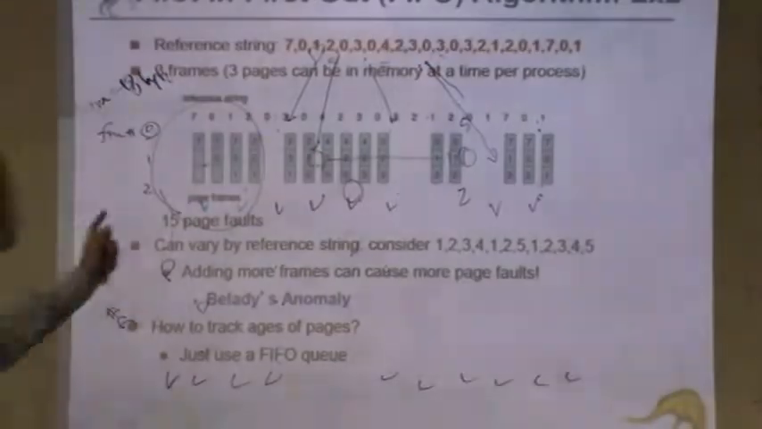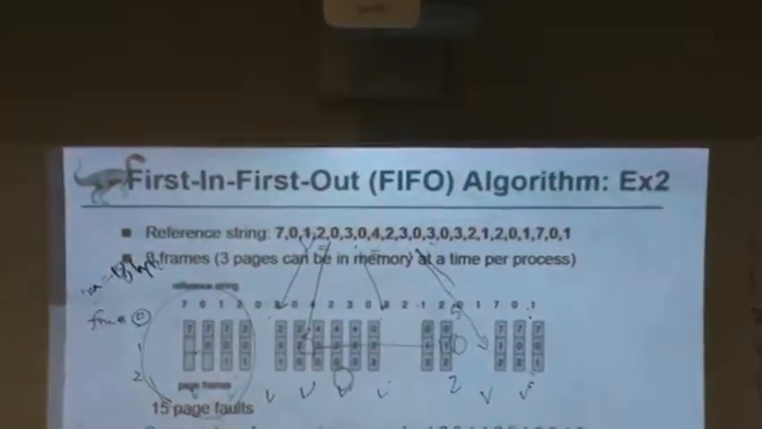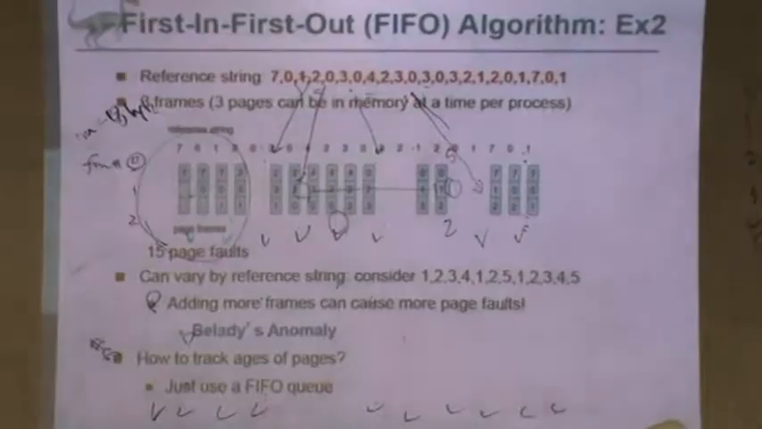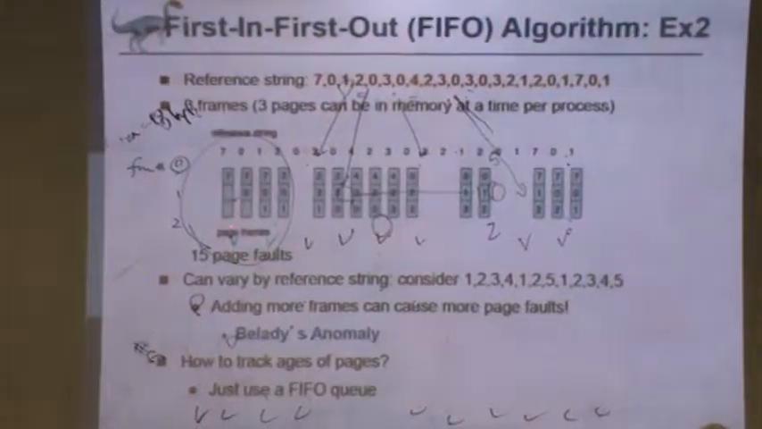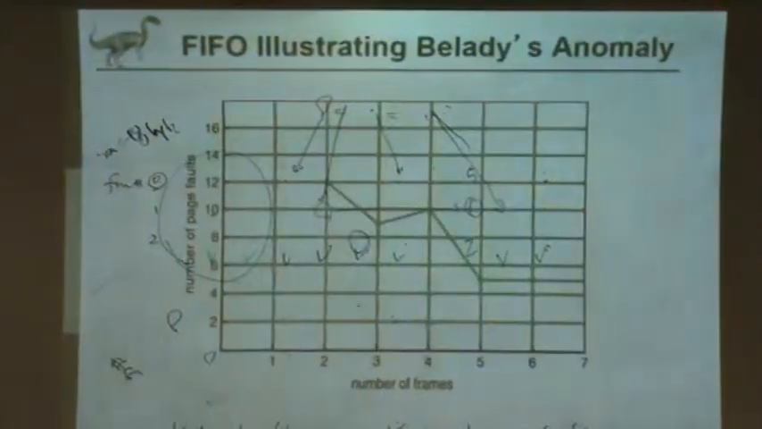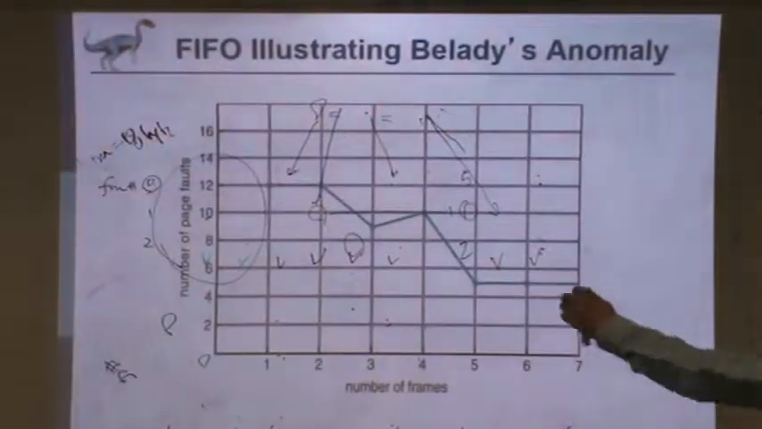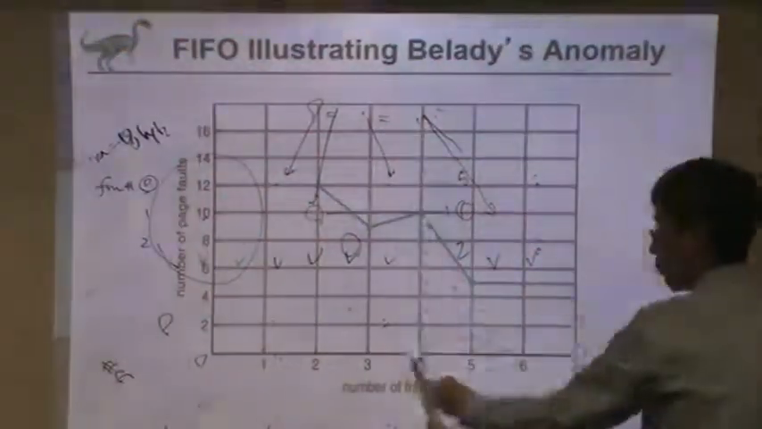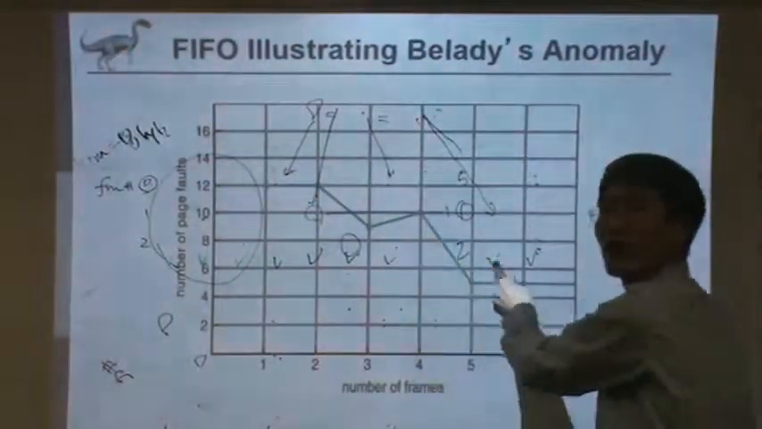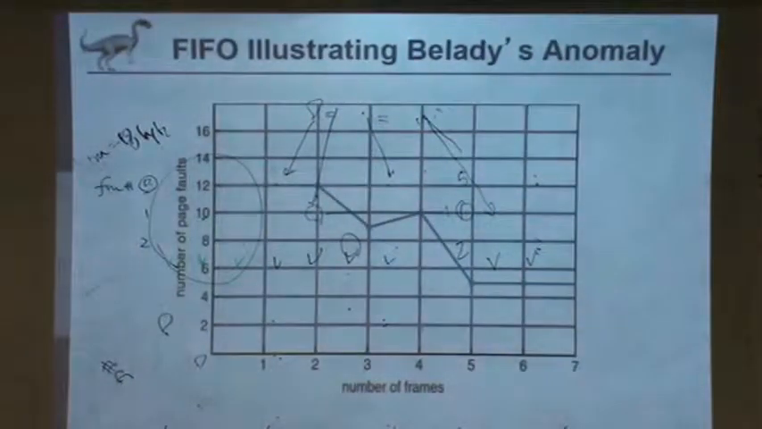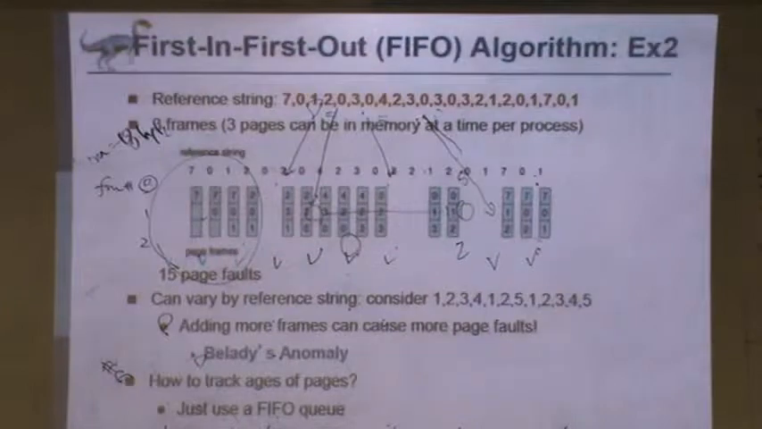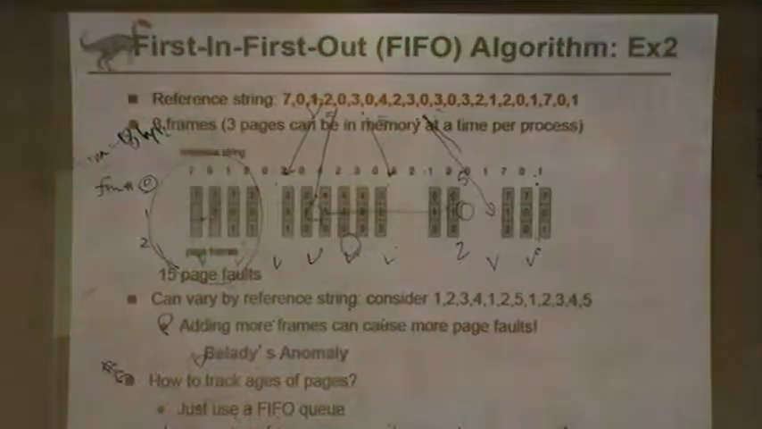Okay, one more thing. This is another example of first in first out for the second reference string. So as you have seen before, not always is more page frames better. This kind of situation is called Belady's anomaly. This happens because of the pattern of the reference of the CPU access to the pages.